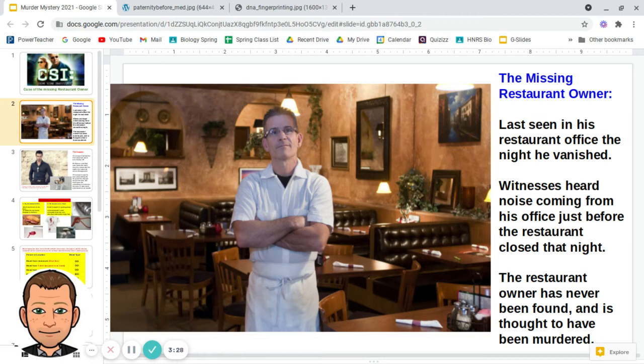Now, witnesses inside the restaurant said they heard noises coming from his office just before the restaurant closed that night. The restaurant owner, though, has never been found, and the police are beginning to think he may have been murdered.